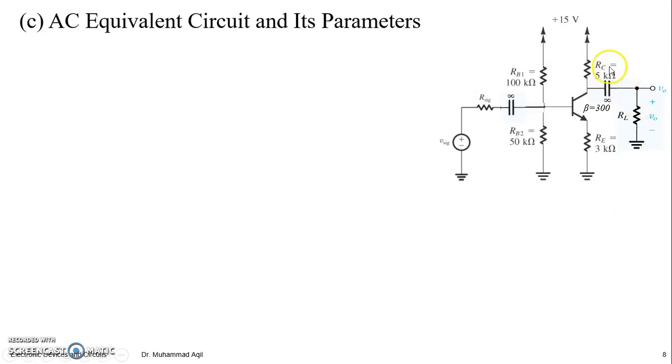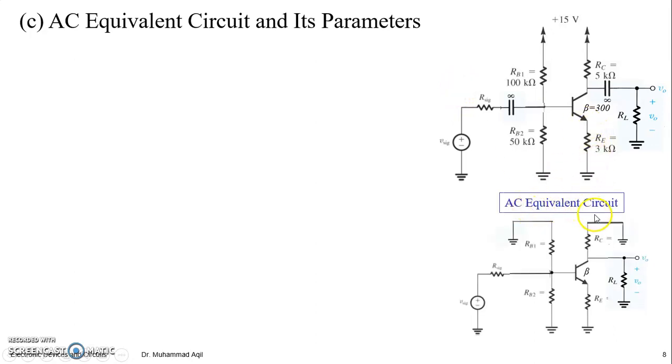The AC equivalent circuit of this amplifier can be obtained by shorting the DC voltage source to ground and short circuiting the capacitors to form the AC equivalent of this form. To further simplify this circuit, we can see that RB1 and RB2 are coming in parallel.